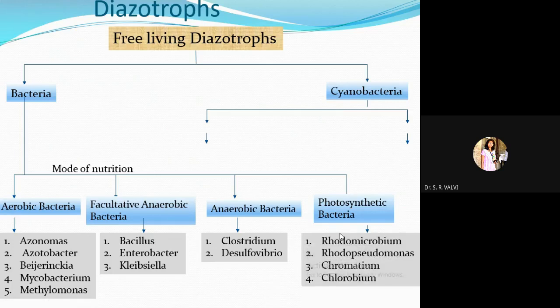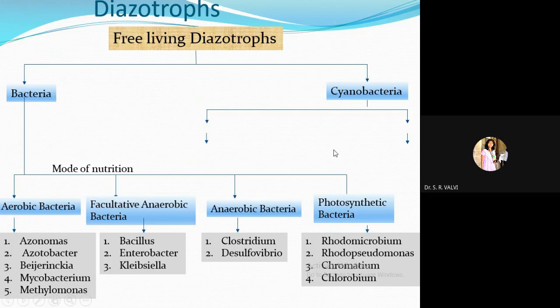These are Rhodomicrobium. See, for photosynthetic bacteria, you might see prefixes like rhodo, chromo or chloro. Getting? So in which light intensity they are growing and surviving. Here it is rhodo, chromo and chloro, right? So you can remember this is a photosynthetic bacteria. So Rhodomicrobium, Rhodopseudomonas, Chromatium and Chlorobium. These four are photosynthetic bacteria.